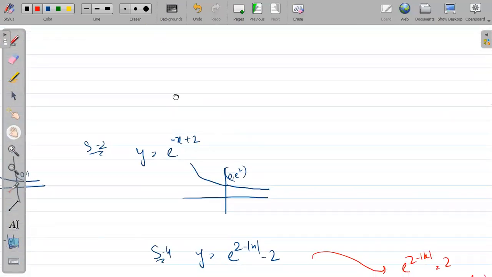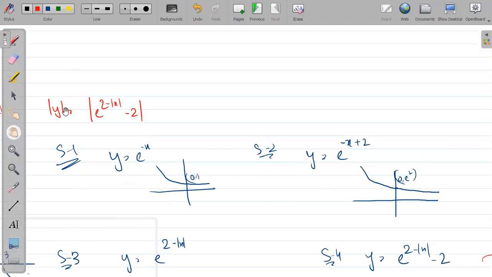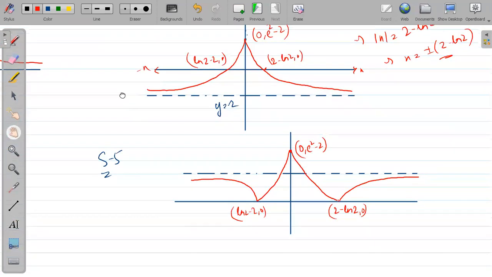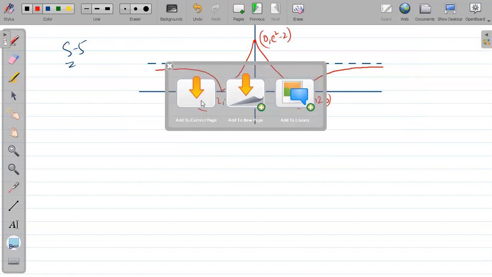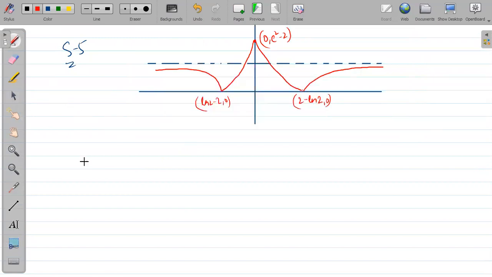Now step 6 is what? Whatever there is in the positive part, you have to take the mod of y also. Last step I am writing here. Step number 6: |y| is equal to e to the power 2 minus |x|, minus 2. Last step I am writing.